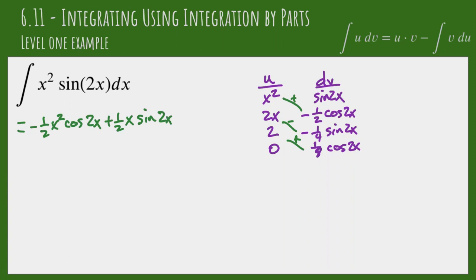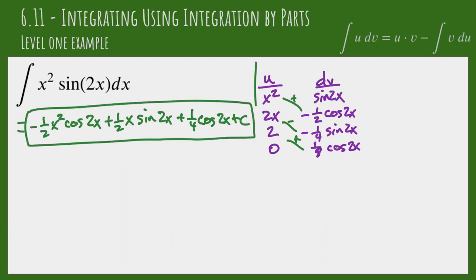And then the last one, the 2 and the 1/8, they're going to do some reducing, and we get plus 1/4 cosine of 2x plus c. So with tabular integration, this chart right here organizes all of our work, and we're able to go straight to our answer, which is the same answer we got the other way, but a lot more quickly.